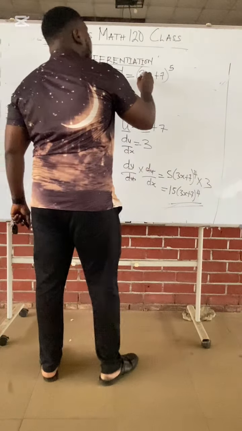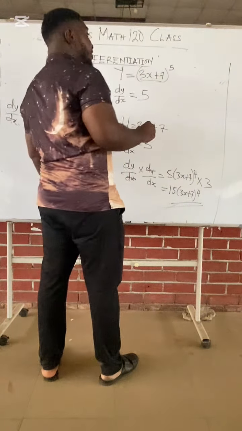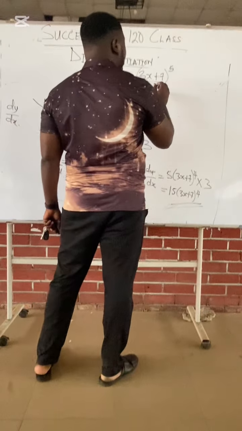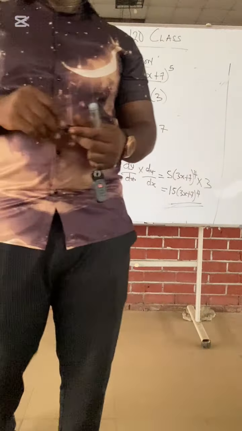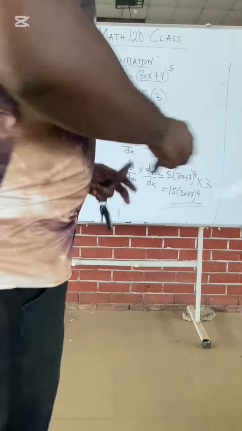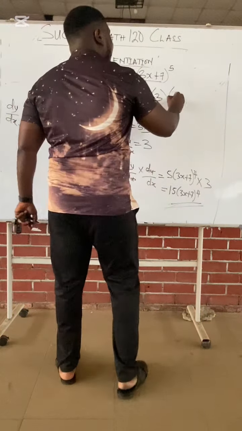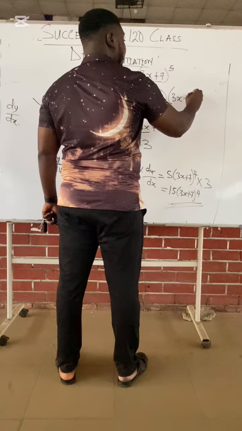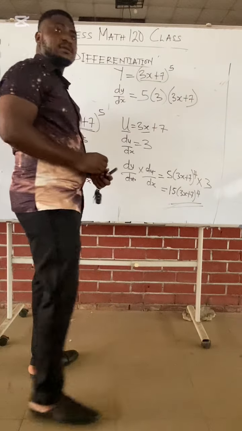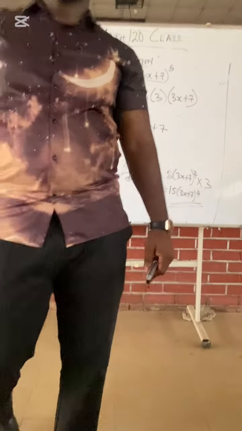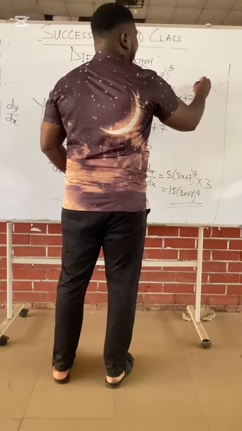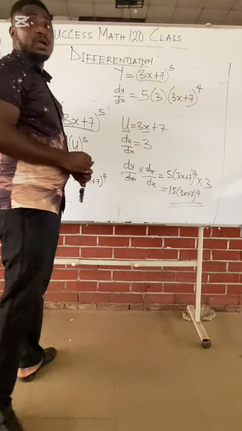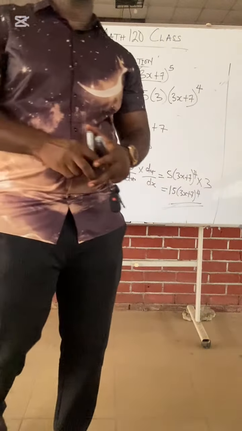Step 2, differentiate the function in the bracket. Differentiate 3x plus 7, you have 3. Step 3, repeat the function in the bracket. Step 4, subtract 1 from the power. 5 minus 1 is 4. Am I too fast?